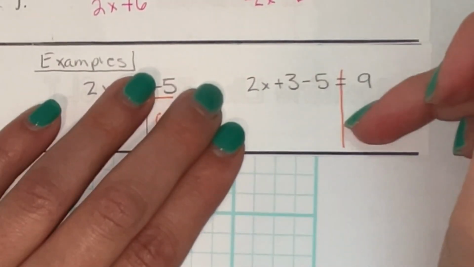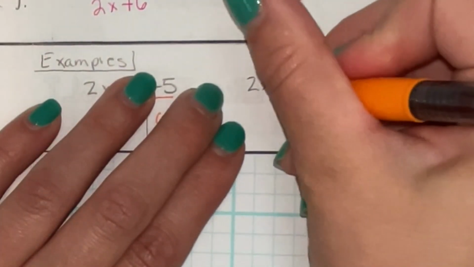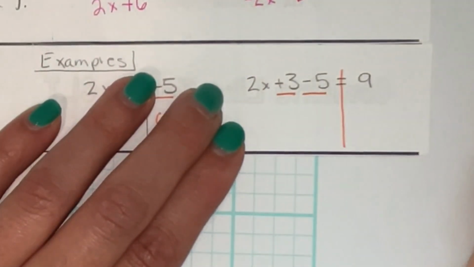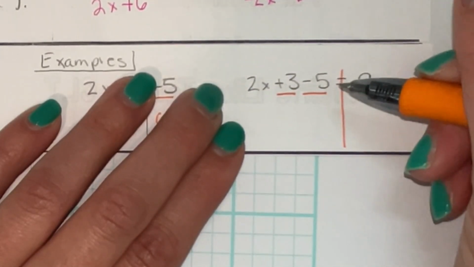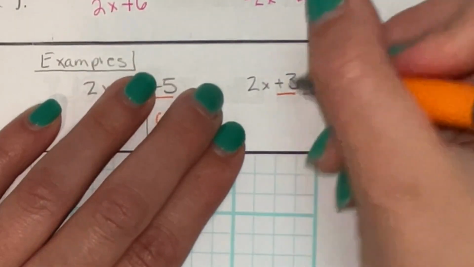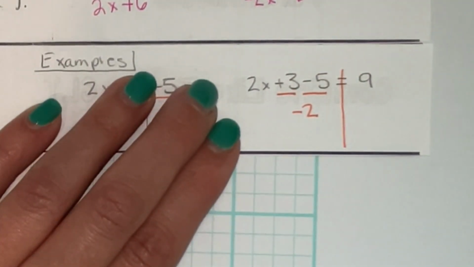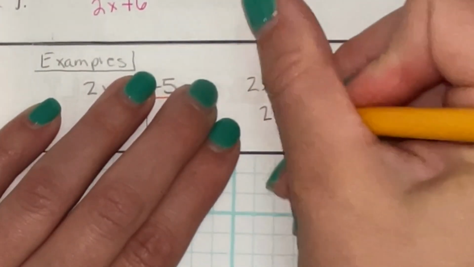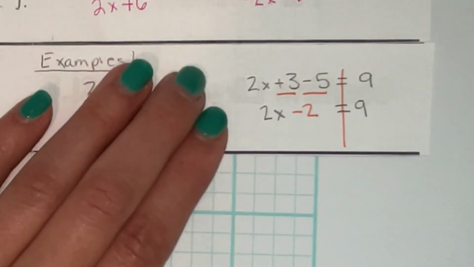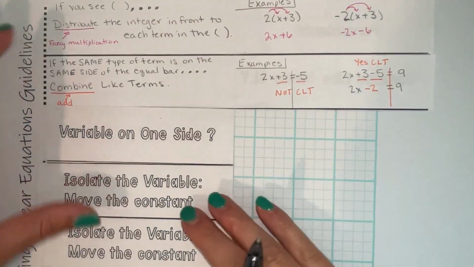If I draw the equal bar on the next problem here, we have 2x, and then we have plus 3 minus 5. Those are like terms, right? Both of them are numbers without a variable attached. So I'm going to do some math. 3 minus 5 is negative 2. Everything else did not have a like term, so everything else gets brought down exactly the same. So that was a combining like term on the same side of that equal bar.